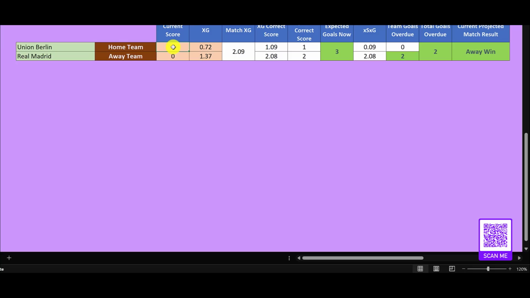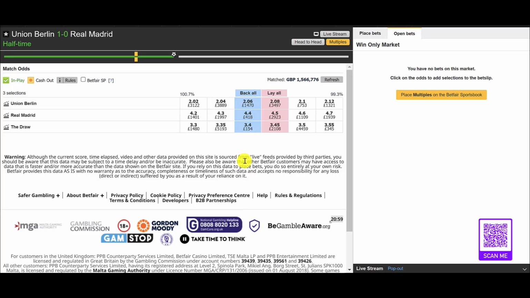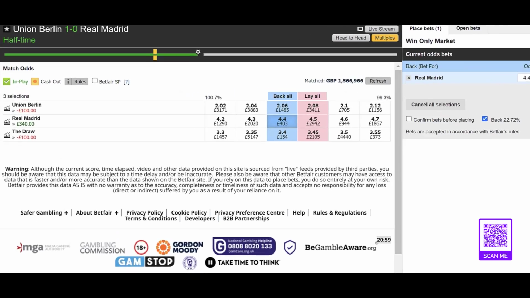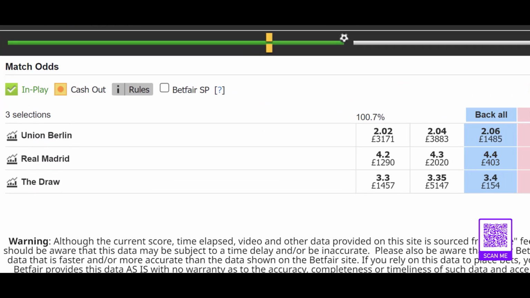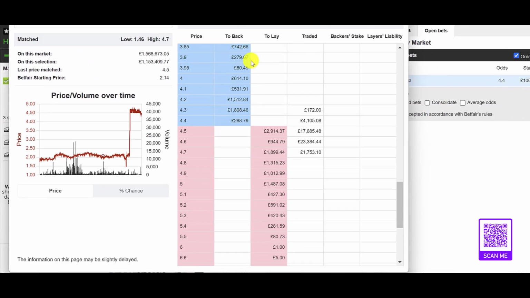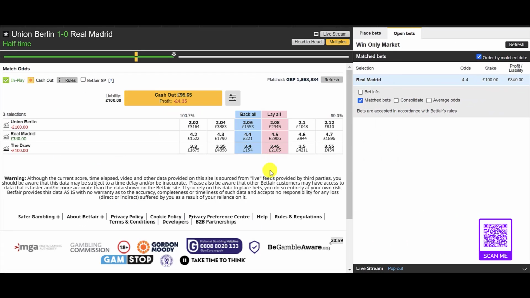Current score, actual score is 1-0 to Union Berlin, but the expected correct score is actually 2-1 to Real Madrid, and the current projected match result based on the XG is an away win, so it's a Real Madrid win. So based on this, we can back Real Madrid at some nicely inflated odds of 4.4. I do believe they were around evens at kickoff. Let's take a quick look. Yeah, around evens at kickoff, so nicely inflated.